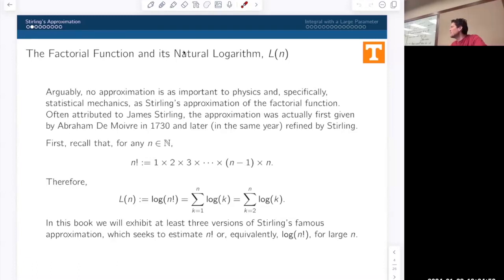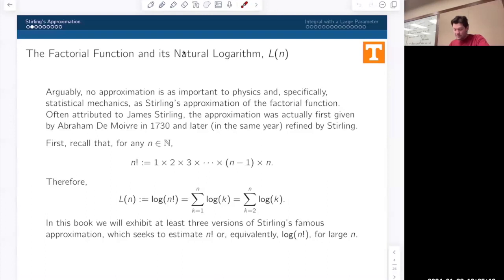How do you say this name? De Moivre? I can't say it. I don't speak French well. I can say Stirling quite well, though. And maybe that's the reason why the name Stirling stuck. People like me who can't pronounce French names. So anyway, it's due to a French guy, but was refined by Stirling and got his name.